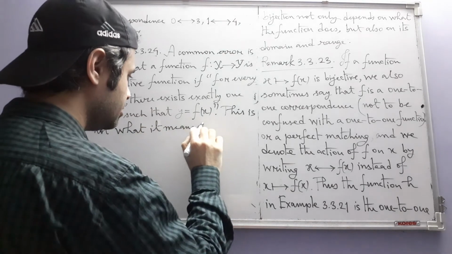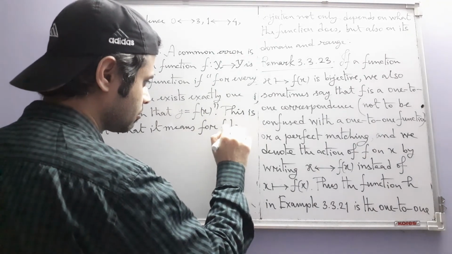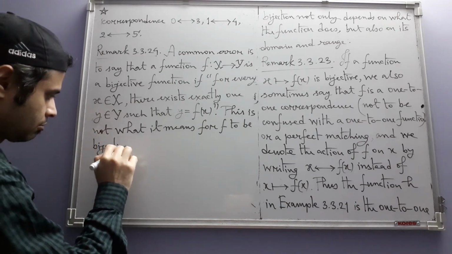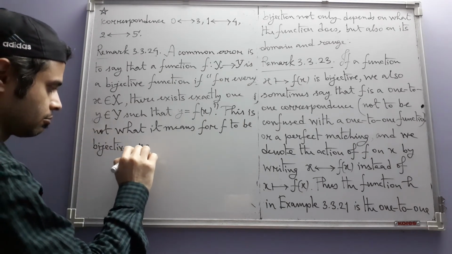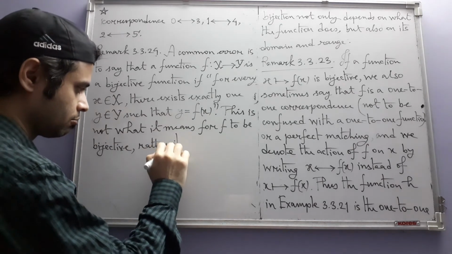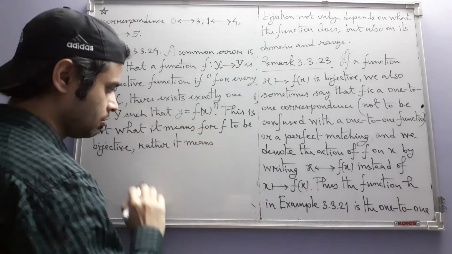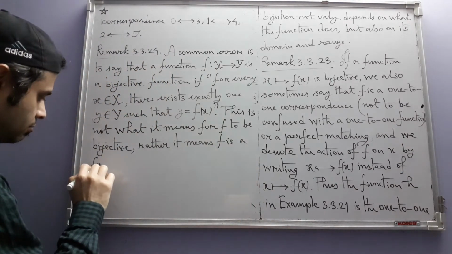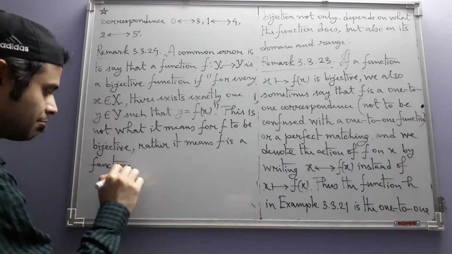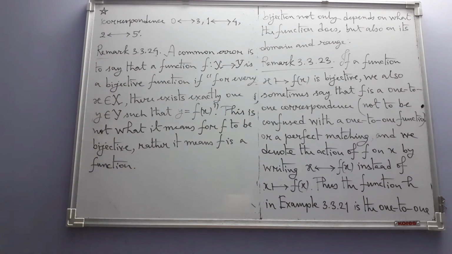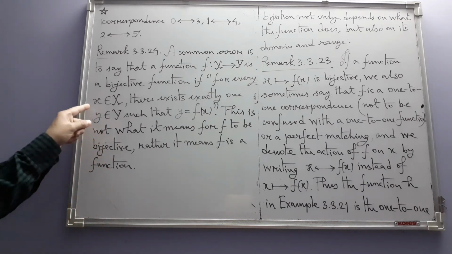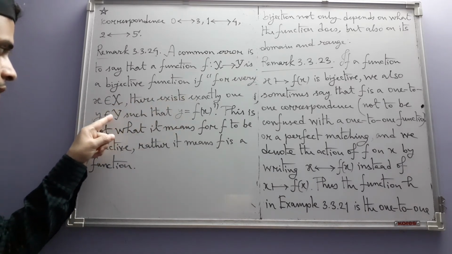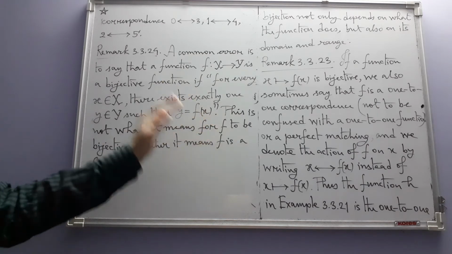This is not what it means for f to be bijective. Rather, it means f is a function. This is not the definition of a bijective function, but this is the definition of a function. In a function, for every x in the domain, there exists exactly one y in the range to which x is associated by the function.